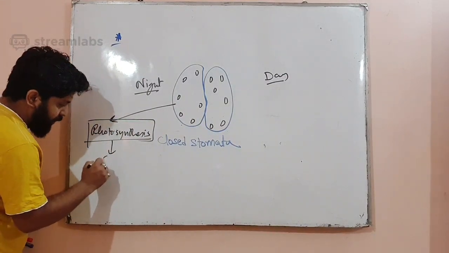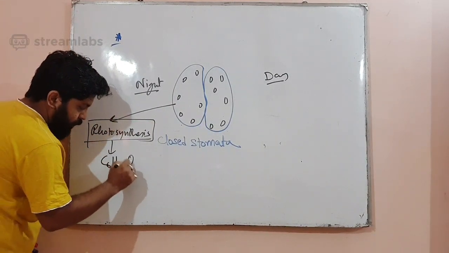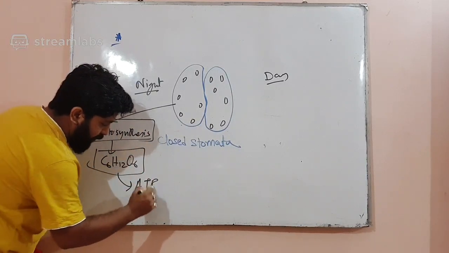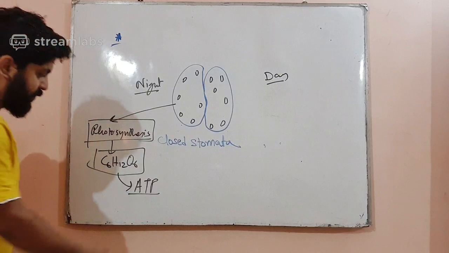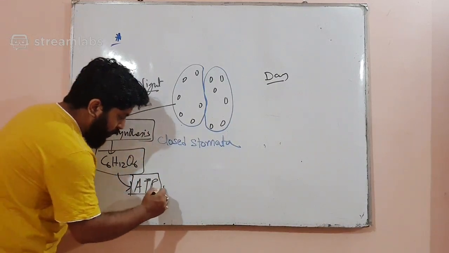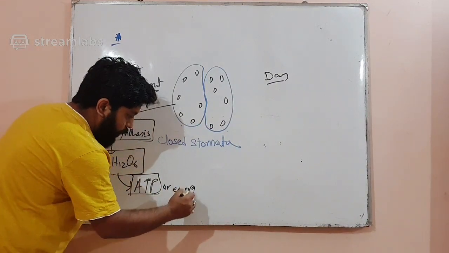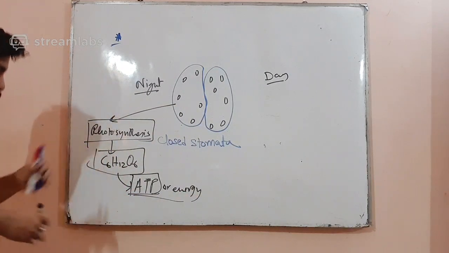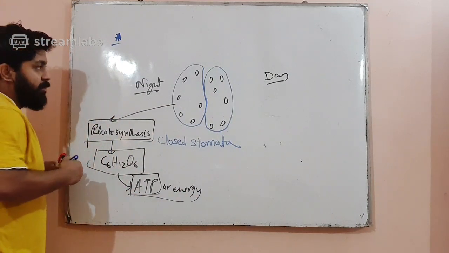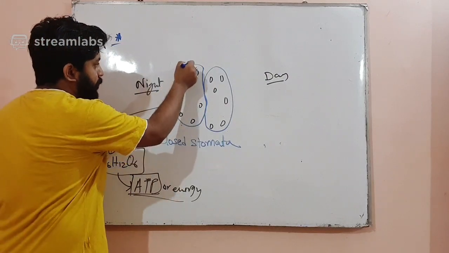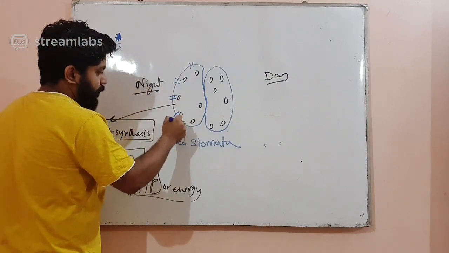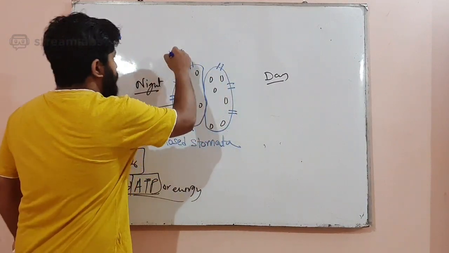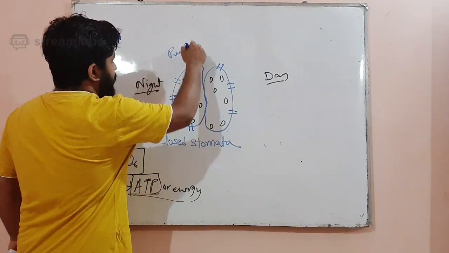Now, when it starts doing photosynthesis, what happens is that photosynthesis occurs, which makes C6H12O6. Now, as because this is made from it, ATP or energy is made. ATP is the form of energy that cells use. Now, using ATP or energy, what happens is that there are certain pumps here. Certain what here? Pumps, means channels.